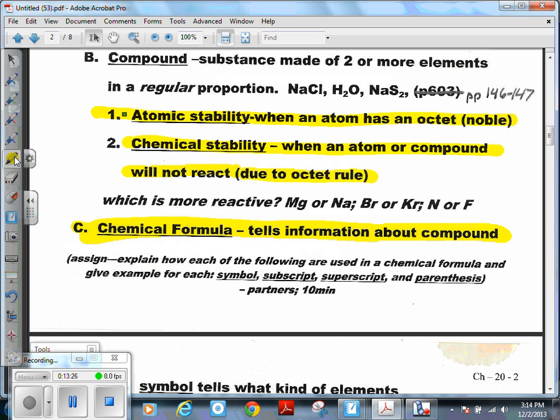Okay. So that's the end of the notes today, but for now, what I want you to do is this assignment. Explain how each of the following are used in a chemical formula. Give examples for each: symbol, subscript, superscript, and parentheses. You have 10 minutes to do that.